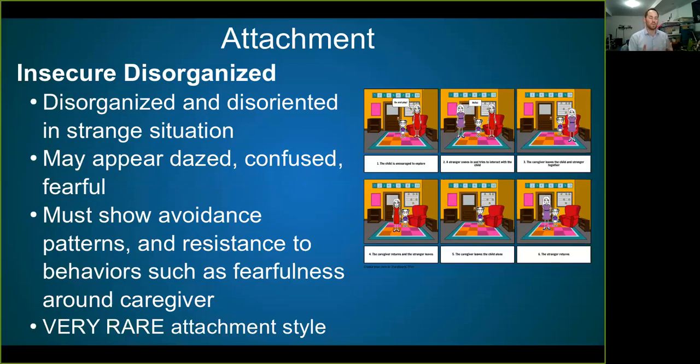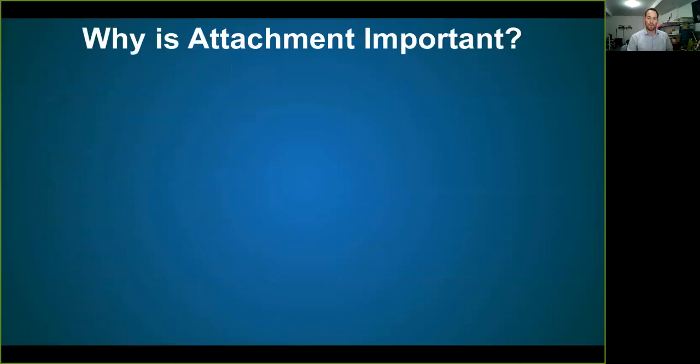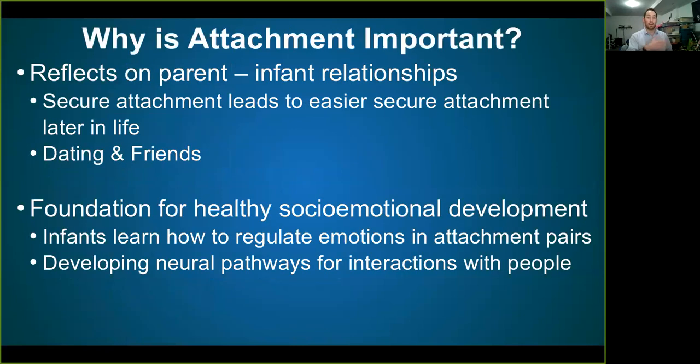So why are we talking about this? Why are these aspects of attachment to a caregiver and siblings, other caregivers, why is this important? Well, it's important because it reflects on the parent-infant relationships, that bidirectional interaction. So a secure attachment leads to more easily secure attachment even later in life. So people who have secure attachments with their parents, even in infancy, they tend to find friends and partners later in life that also have a secure attachment, and they make a secure attachment with each other. So it's a really strong foundation for healthy socio-emotional development with friends all throughout life.